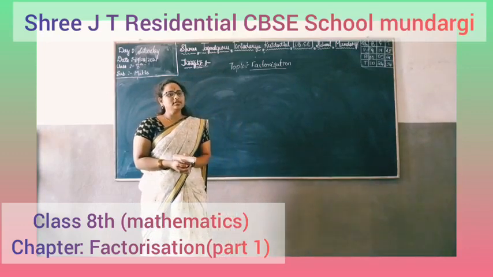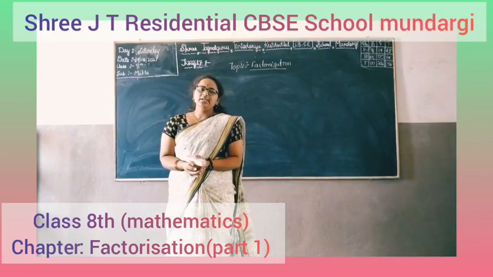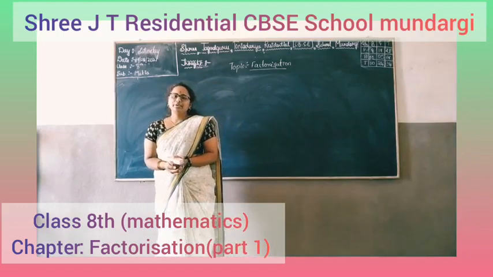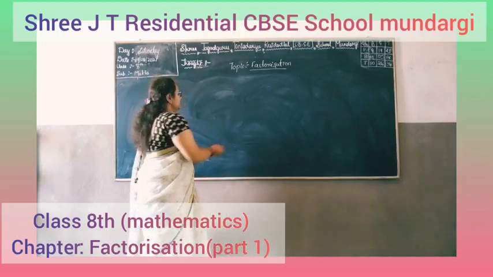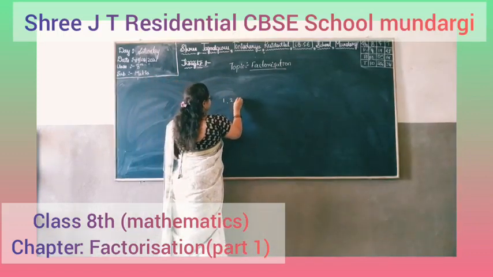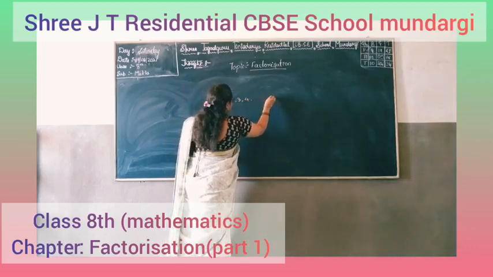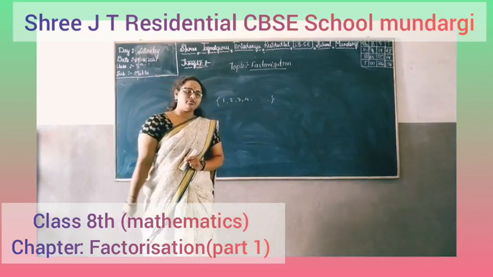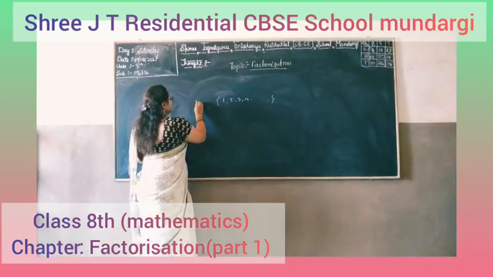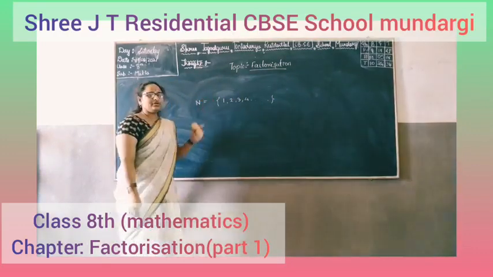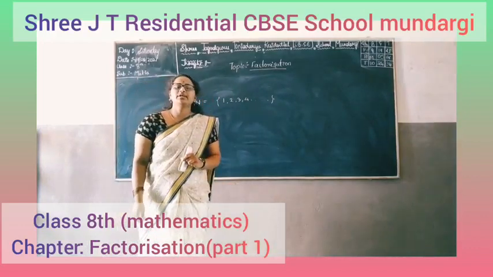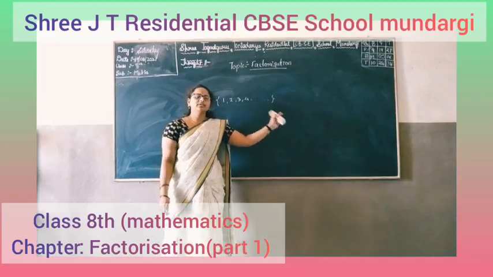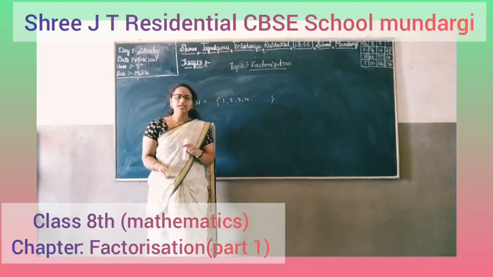Already we know what factors are. Suppose I take the natural numbers. What are the natural numbers? 1, 2, 3, 4, and so on. These are all the natural numbers, already known. It is denoted by the capital letter N. So N is the natural numbers: 1, 2, 3, and so on.